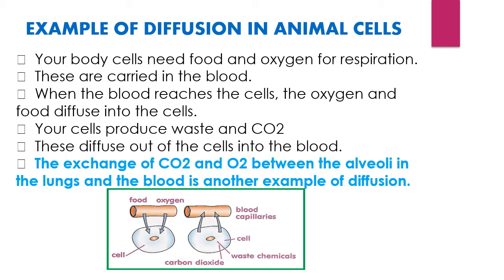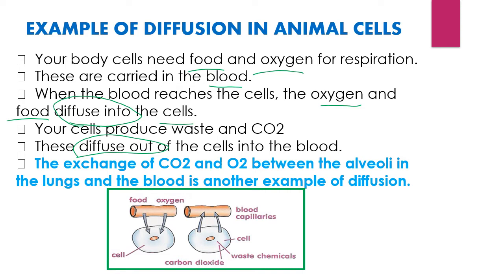Example of diffusion in animal cell. Your body cells need food and oxygen for respiration. These particles, food and oxygen, are carried in the blood. When the blood reaches the cell, the oxygen and the food diffuse into the cell. Your cells produce waste and carbon dioxide. They also diffuse, but out. They diffuse out of the cell into the blood.